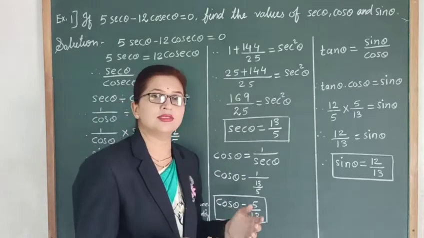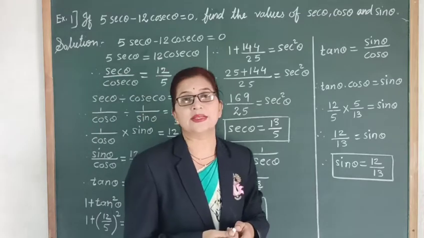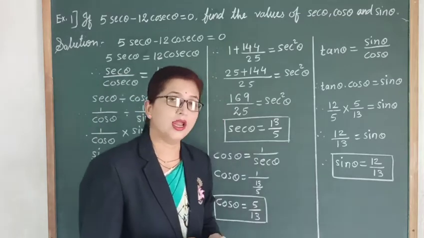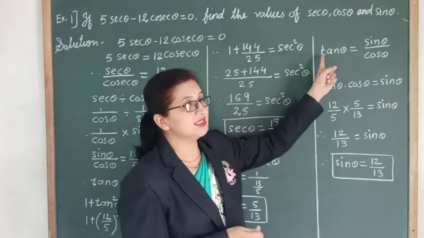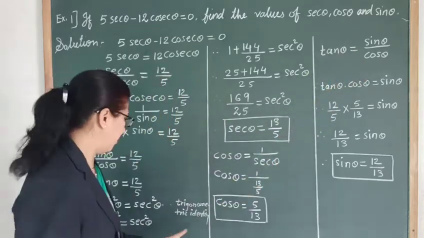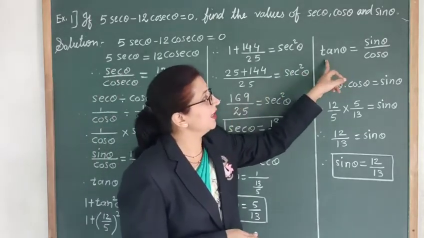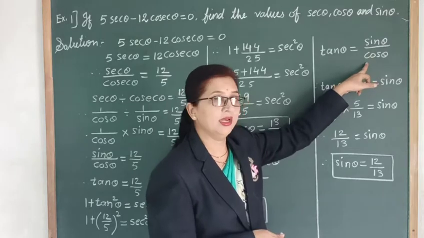As we have the cos theta, we can use the trigonometric identity sin square theta plus cos square theta is equal to 1. Or here we can use tan theta is equal to sin theta upon cos theta, because we have the value of tan theta. So I have used here tan theta is equal to sin theta upon cos theta.